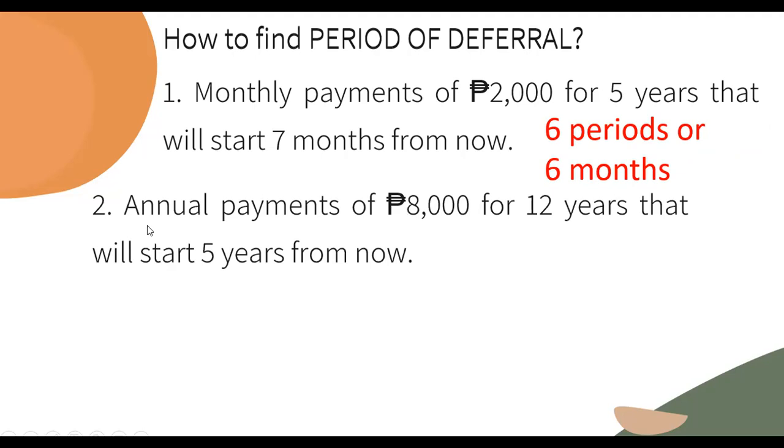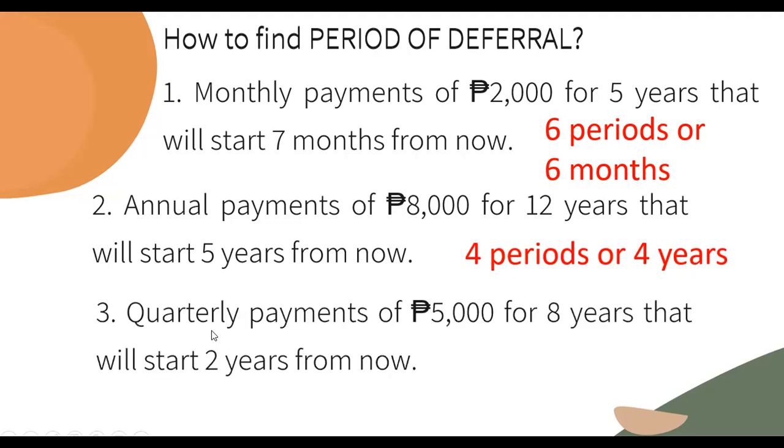Paano pag naging ganito? Annual payments of 8,000 for 12 years that will start 5 years from now. Pag ilalagay natin 12 years, pero mag-start pa lang yung payment mo ng 5 years. Ika-5th year, dun pa lang. So, ibig sabihin, ano yung period of deferral? Ilang periods or ilang years yung hindi ka muna magbabayad? So, obviously, kung start pa lang yan ng 5 years, so ang deferral period mo is 4 periods or 4 years. Madali lang itong case nitong dalawang ito.